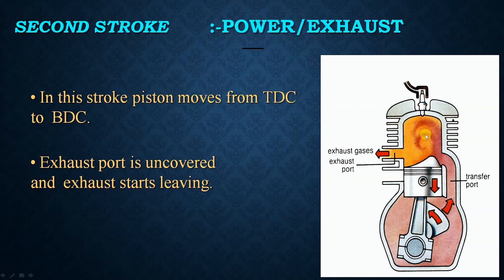So what happens is, the forcing of the piston downwards, which is the power stroke, and the escaping of fuel into the chamber from the crankcase take place simultaneously. That's how the two-stroke engine works within two strokes. That means two strokes are clubbed together to make two steps, hence the name two-stroke engine.